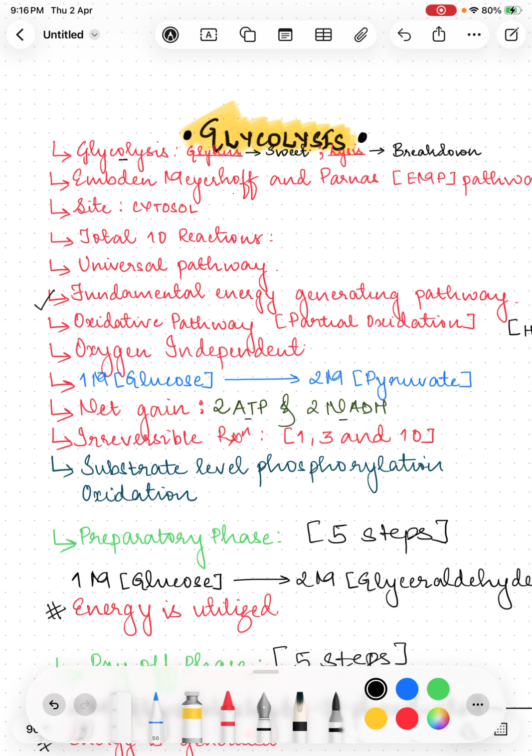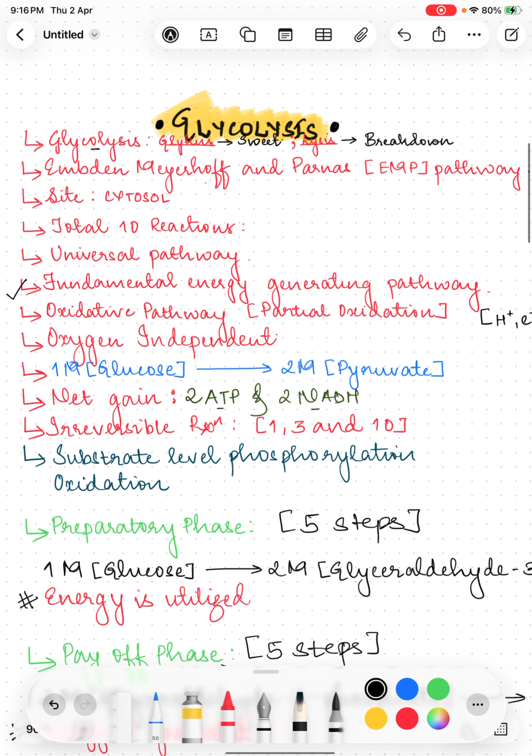In today's lecture, we will be talking about glycolysis. The word glycolysis can be split up into glycus and lysis. Glycus means sweet and lysis means breakdown. As this pathway was discovered by Embden, Meyerhof and Parnas, it is also called the EMP pathway. The site of glycolysis is the cytosol and there are a total of 10 reactions in glycolysis.